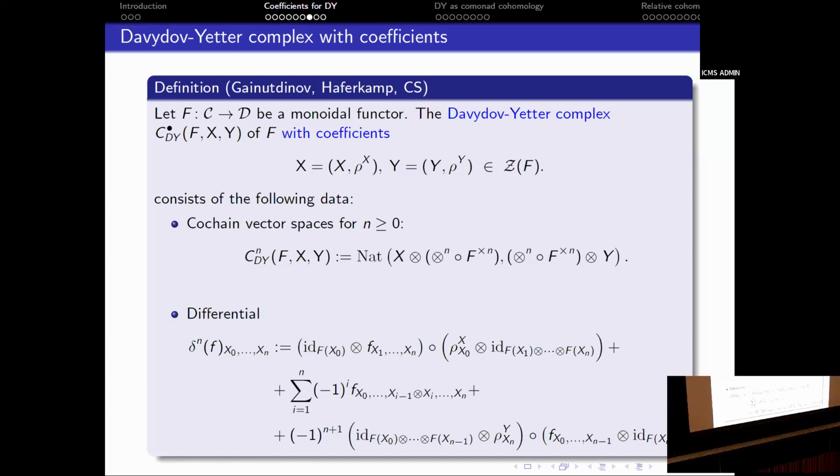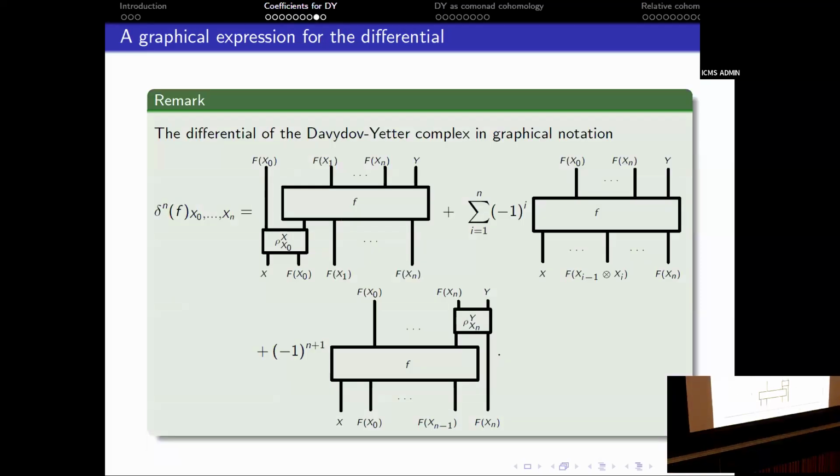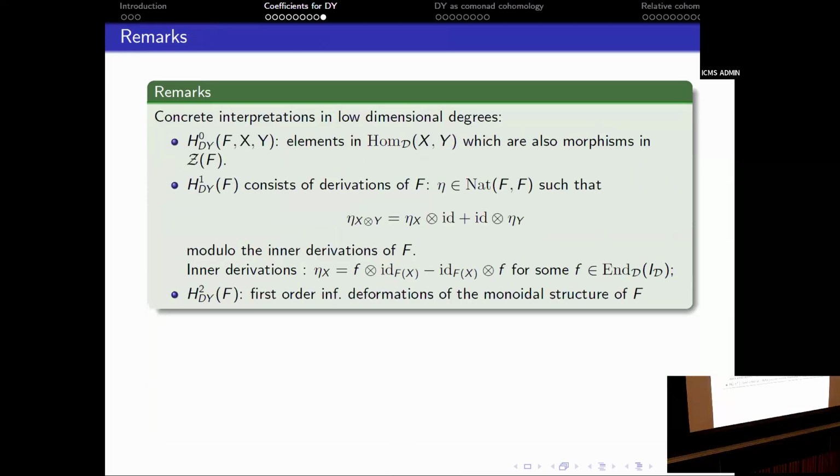So the differential now is a generalization of the differential here, and I find it a bit more instructive to look at it graphically. As usual for Hochschild, we have a boundary term, another boundary term, and then terms in the middle where we reduce the number of inputs by taking tensor products. For the boundary terms, we use the half braidings to get terms which are correctly typed. You have to check that it squares to 0, but this is not a hard exercise.